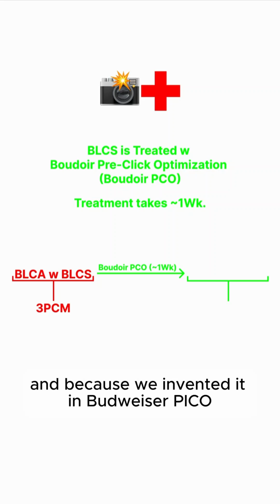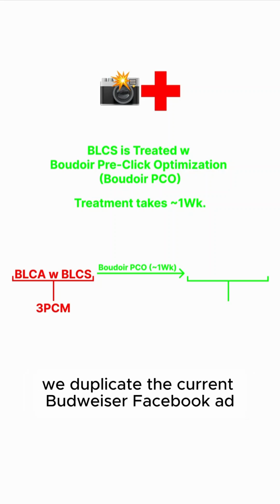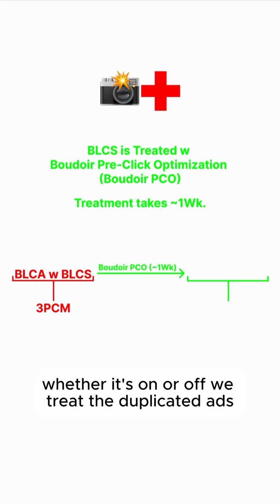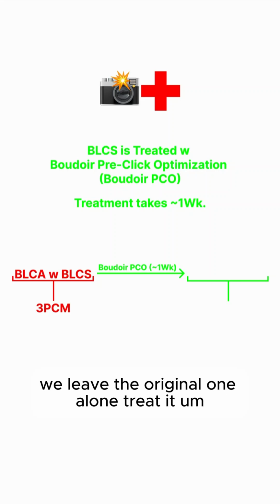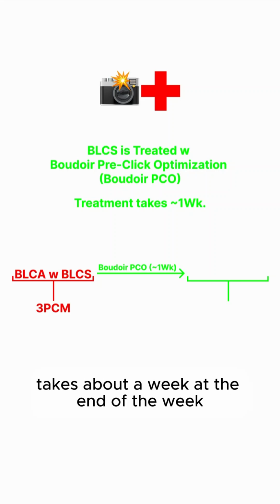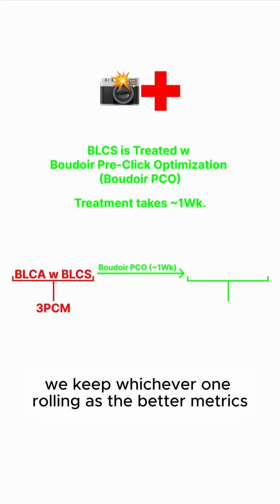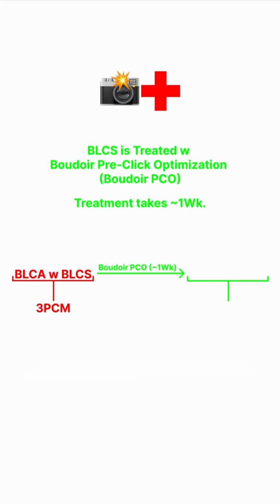In Boudoir Pico, we duplicate the current Boudoir Facebook ad, whether it's on or off. We treat the duplicated ad. We leave the original one alone. It takes about a week. At the end of the week, we keep whichever one has the better metrics rolling.